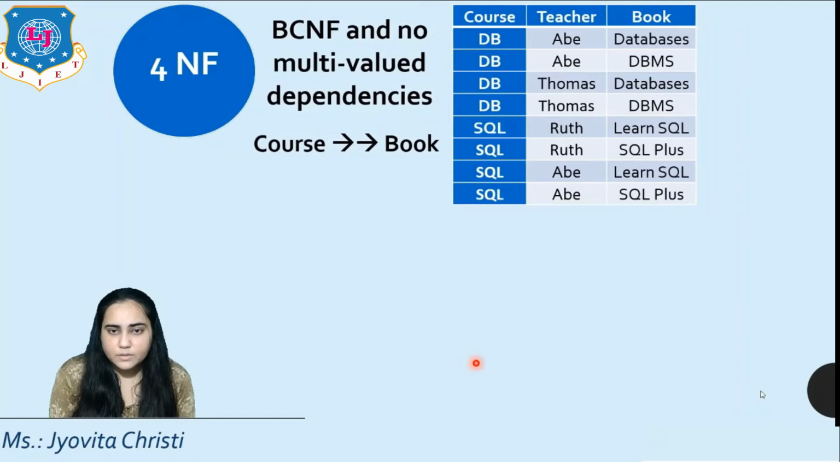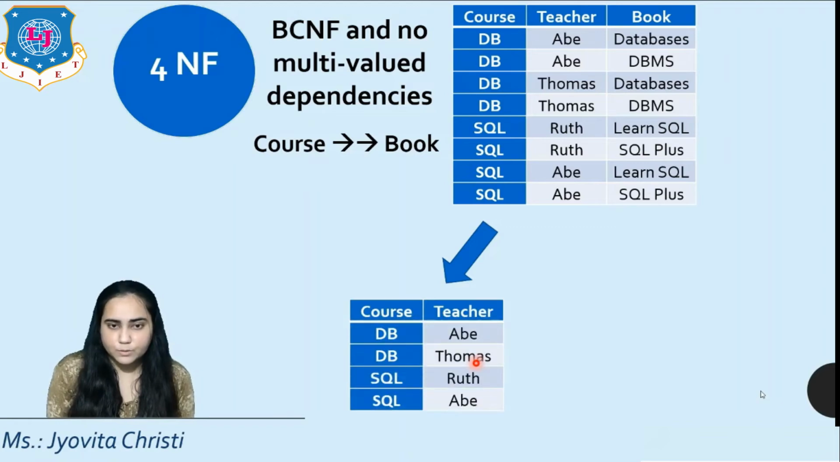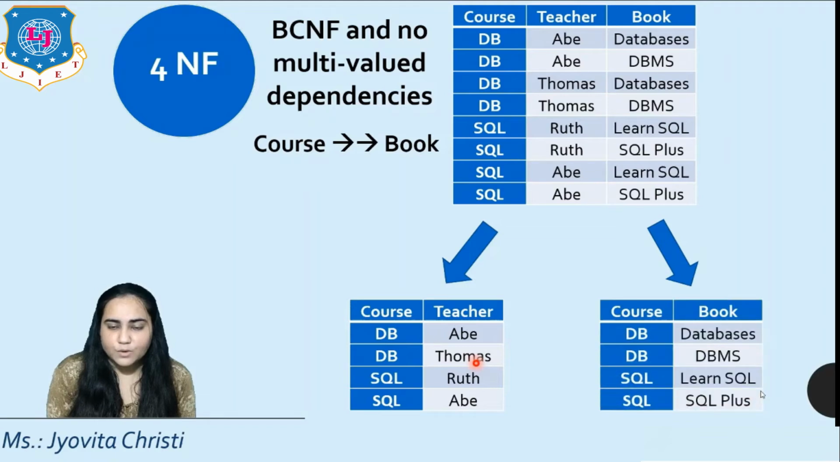Now, in this case, we are going to divide or decompose this table into these two parts. The first part is course and teacher, and the second part is course and book. Obviously, the multi-valued dependency anomaly is gone, because in the absence of the teacher column in this table, I can no longer have a multi-valued dependency. It requires two columns to be present, and they are not. So there's no multi-valued dependency, and I have separated it out.